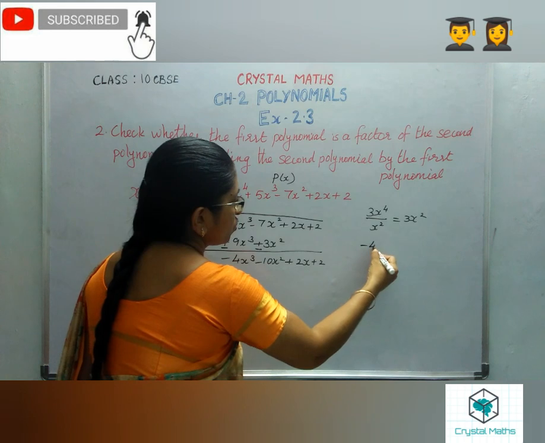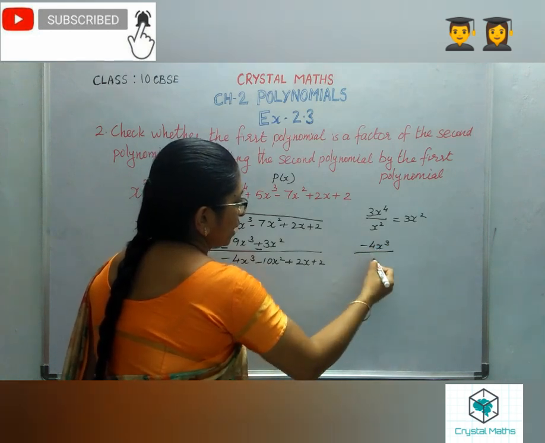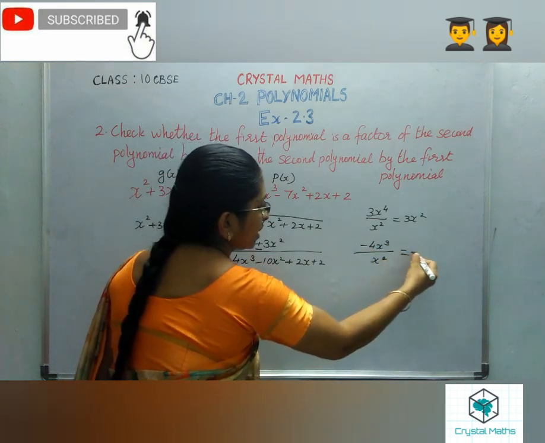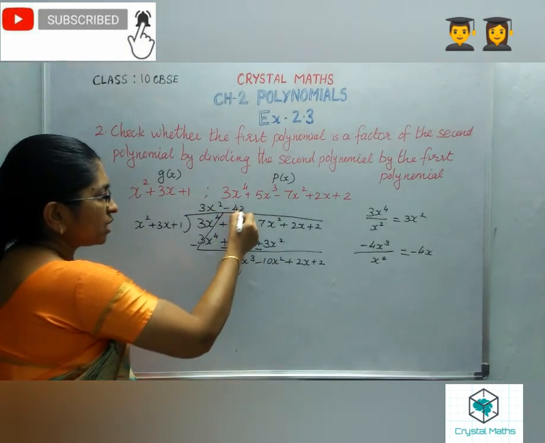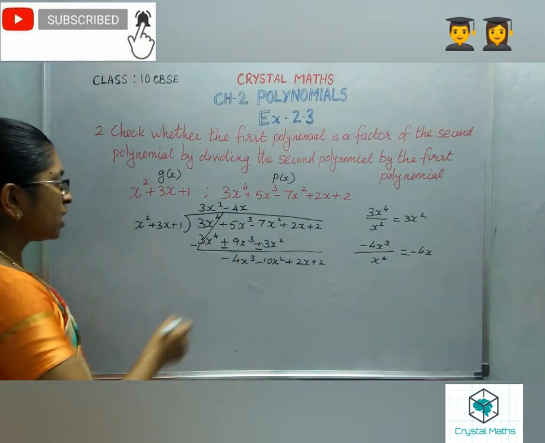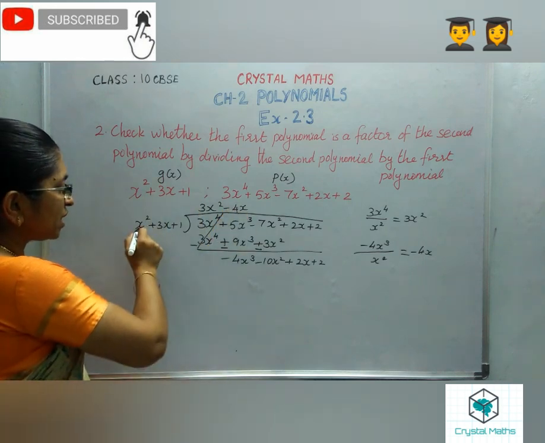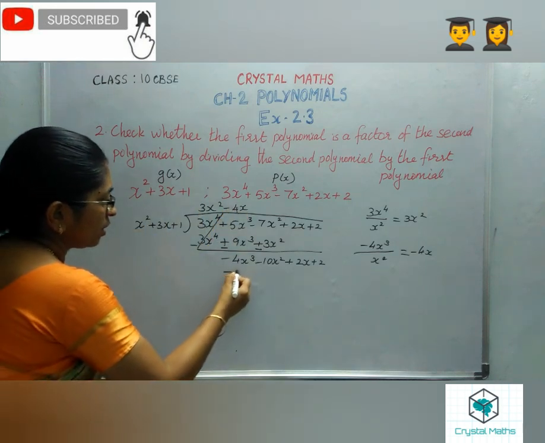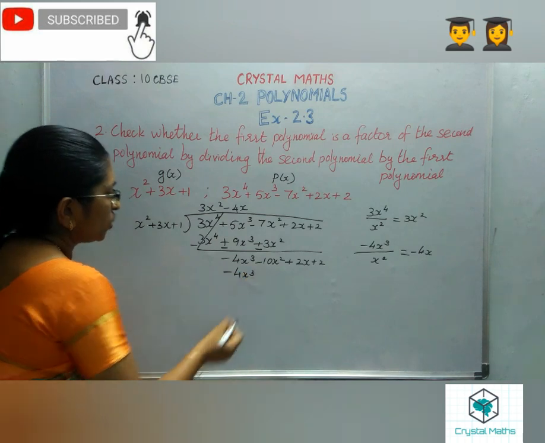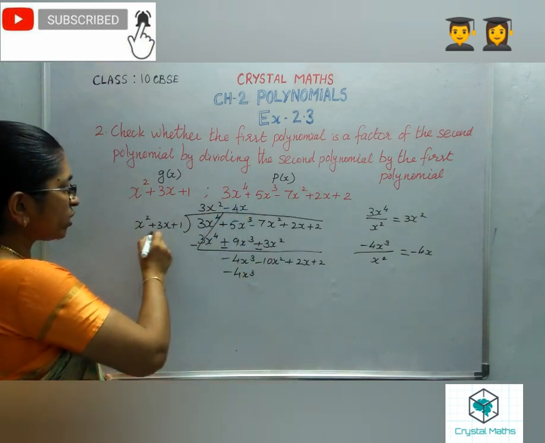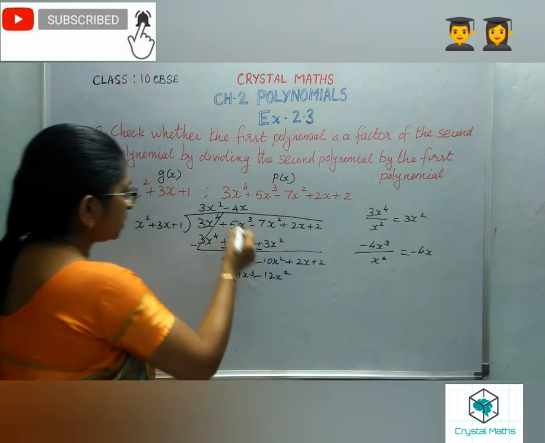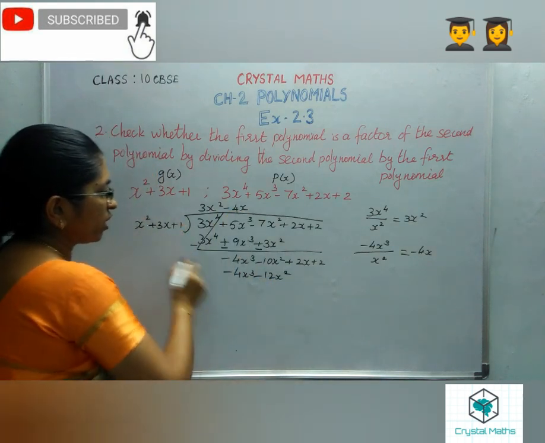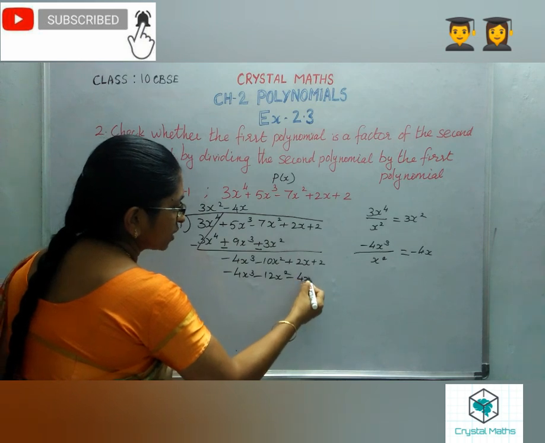So minus 4x cube by x square, the answer we are getting is minus 4x. Write that minus 4x in quotient place and multiply 4x into x square, minus 4x cube, minus 4x into 3x, minus 12x squared, minus 4x into 1, minus 4x.